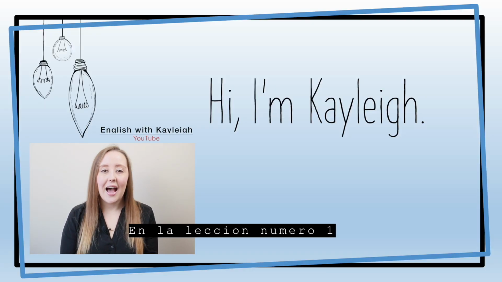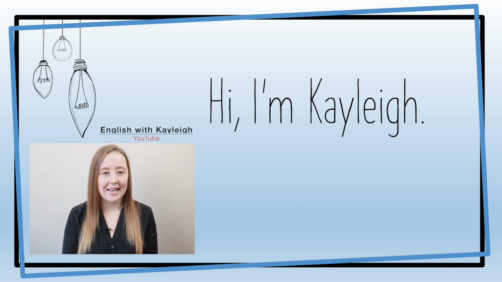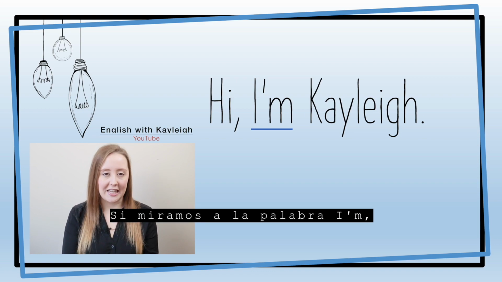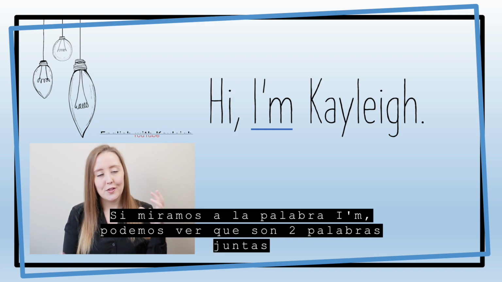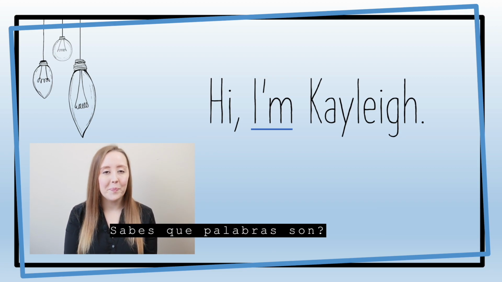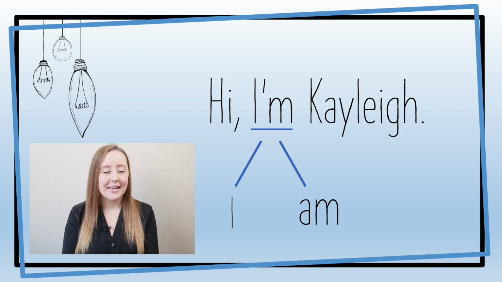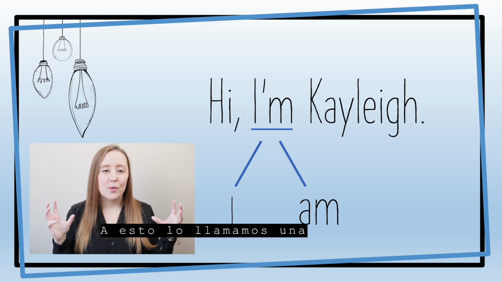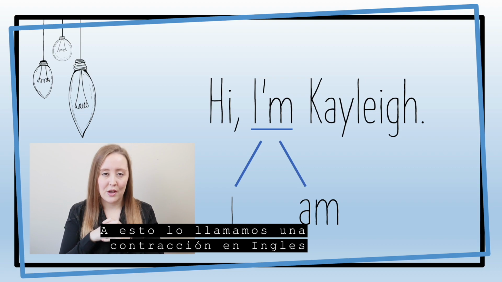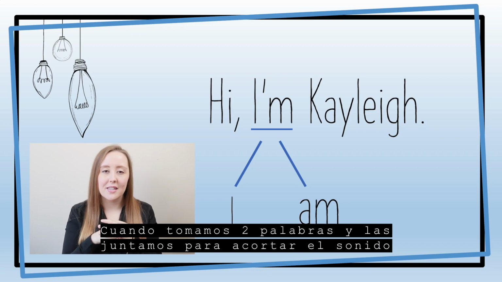In lesson 1 I said to you, "Hi, I'm Kaylee." If we look at the word I'm, this is two words put together to make one word. Do you know what the words are? They are I and am. Hi, I am Kaylee. Hi, I'm Kaylee. This is called a contraction in English, when we take two words and we put them together to shorten the sound.